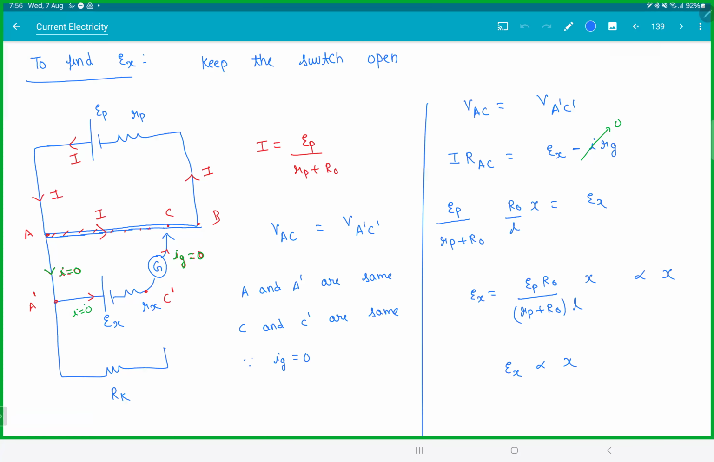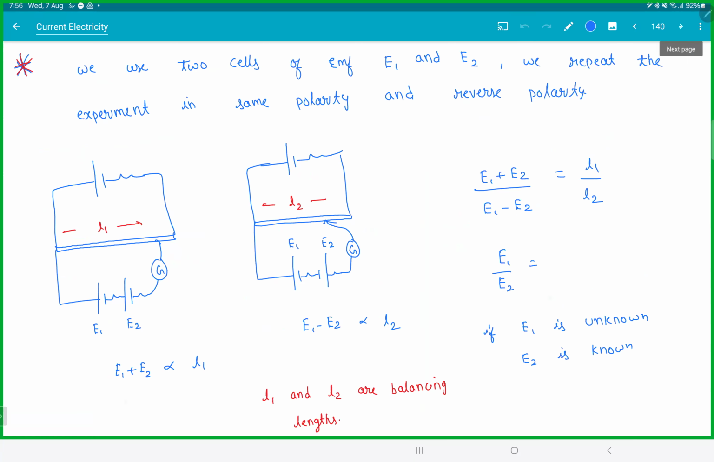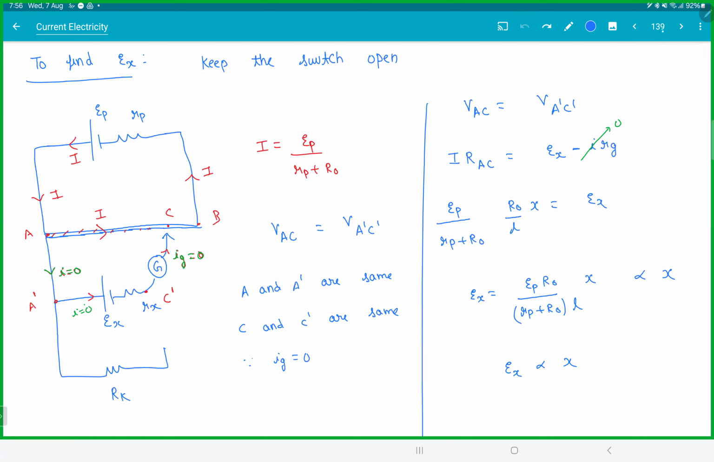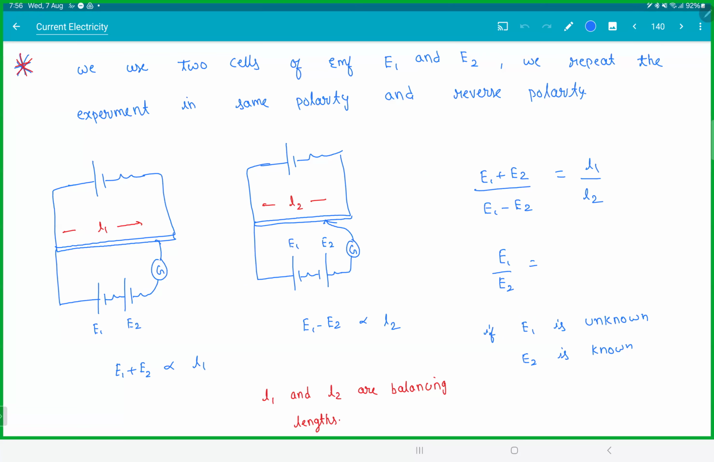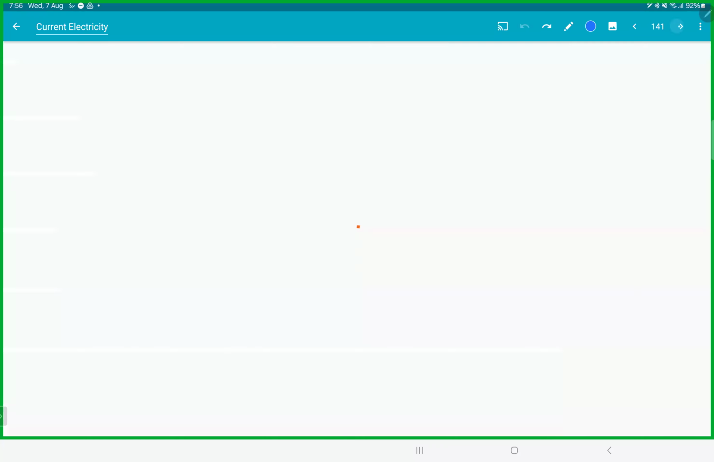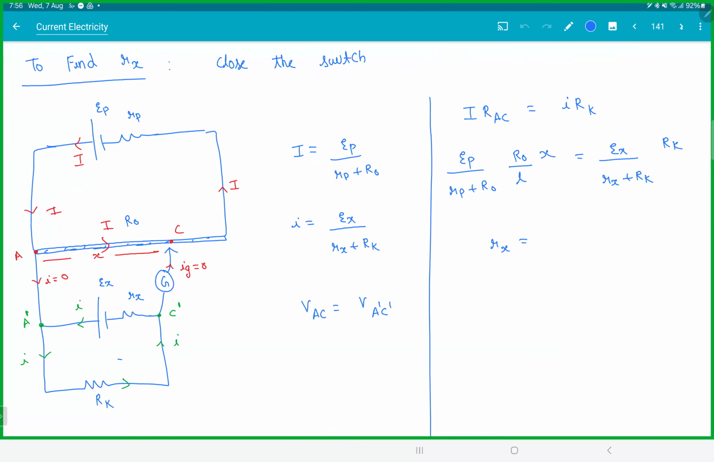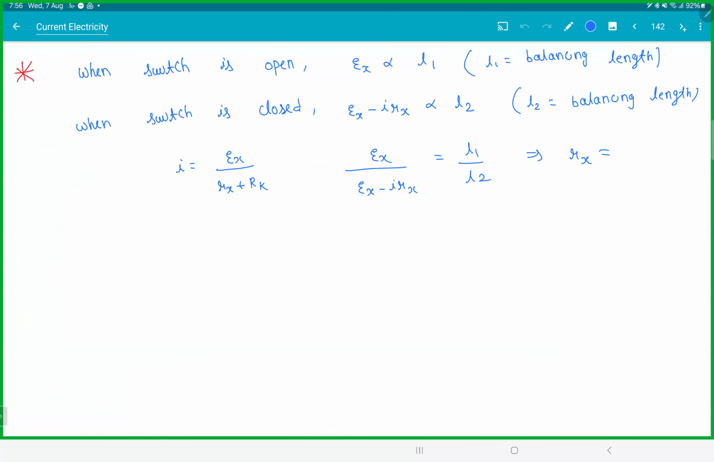As long as you understand, you are just playing with only one thing: the voltage of AC is the voltage of the E dash. That's it. That is the only game you're playing in potentiometer. You should just know the circuit, how it looks when you're closing the switch and when you're opening the switch, and you can play the game. So this is the theory part, but in the lab, this is what you do. In the lab, you always find the unknown balancing length, and from there you try to find the values.